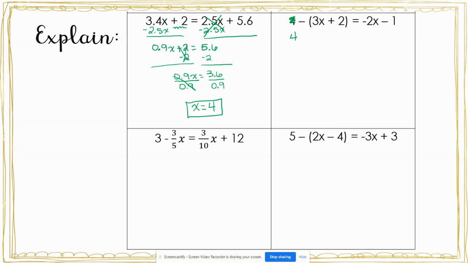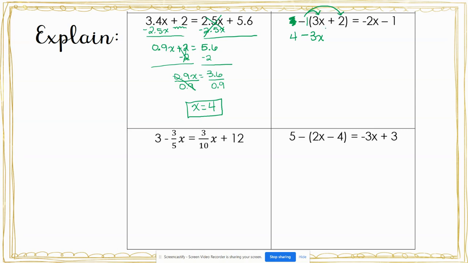But then when I look at that and I take the 4 away here, there's still something that needs to be distributed. What needs to be distributed here is the negative sign, which means there's really an invisible negative 1. So I would distribute negative 1 inside my parentheses. Well, negative 1 times positive 3x is negative 3x. So I would write minus 3x.